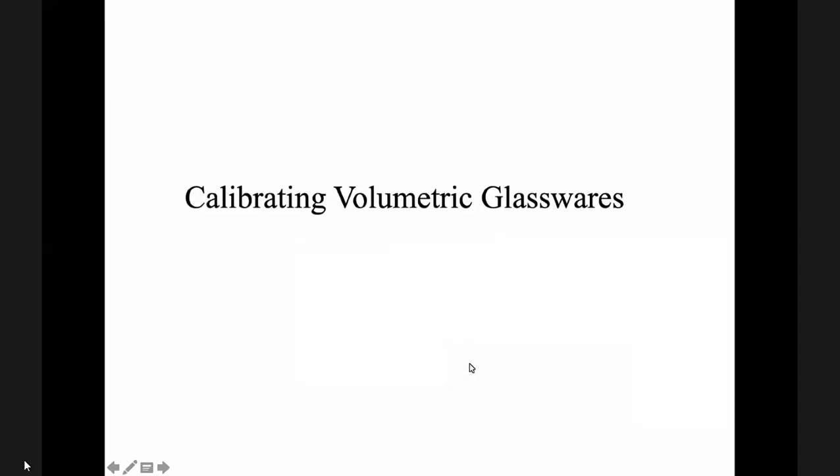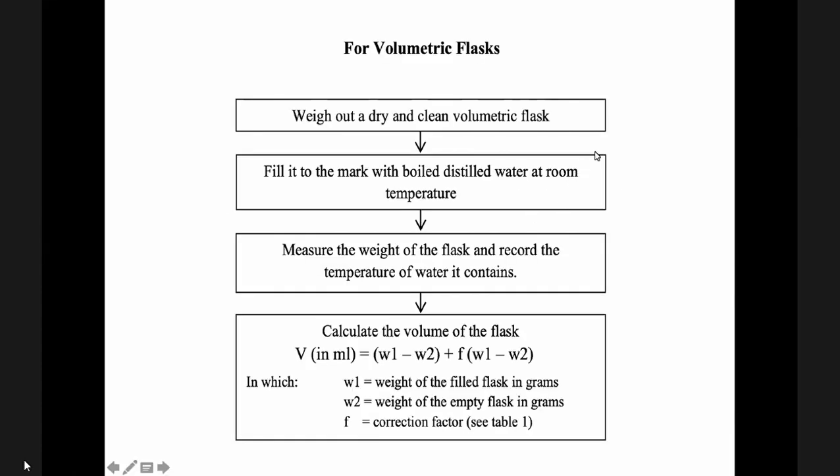Next, go to calibrating volumetric glasswares. This will be your lab activity this afternoon. So for volumetric flask, weigh out a dry and clean volumetric flask. After that, fill it to the mark with boiled distilled water at room temperature.